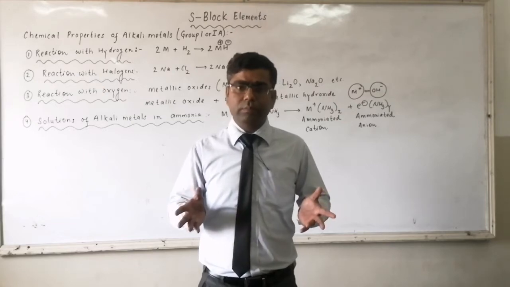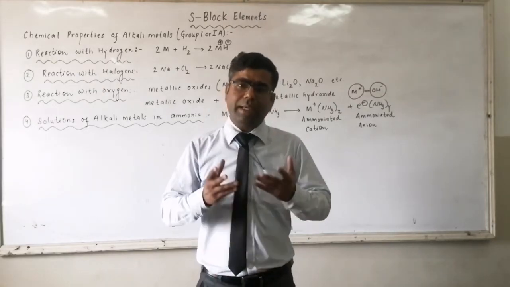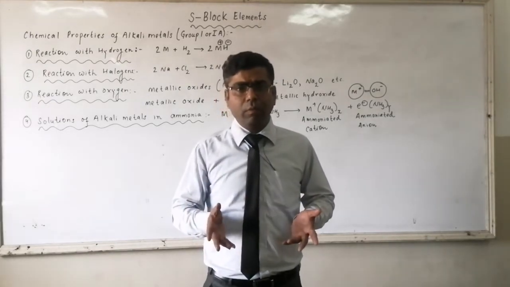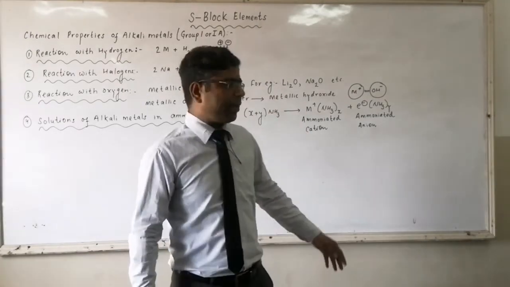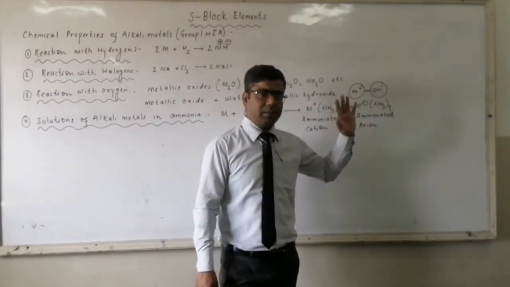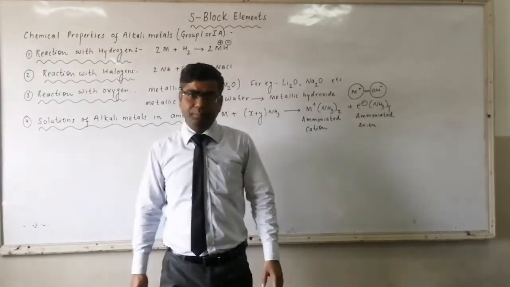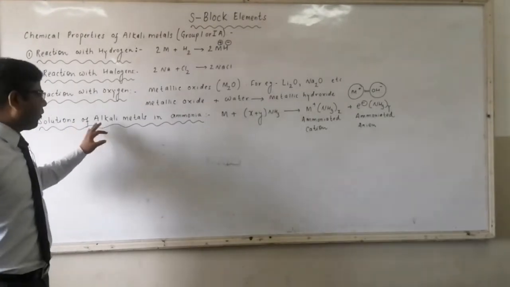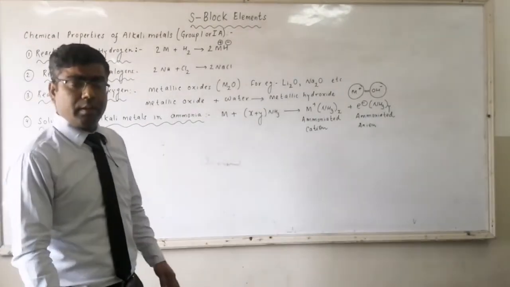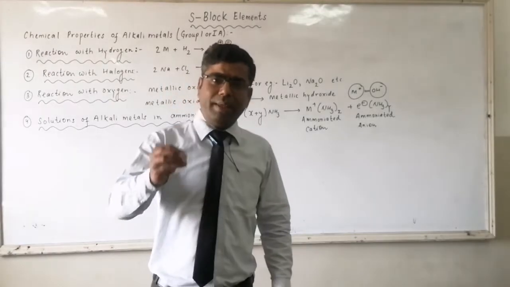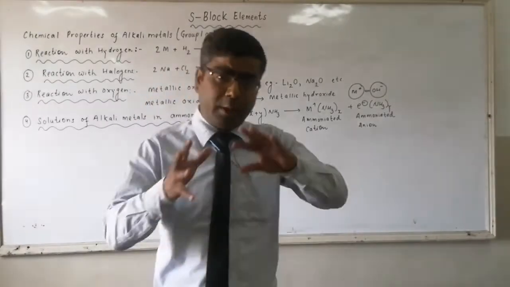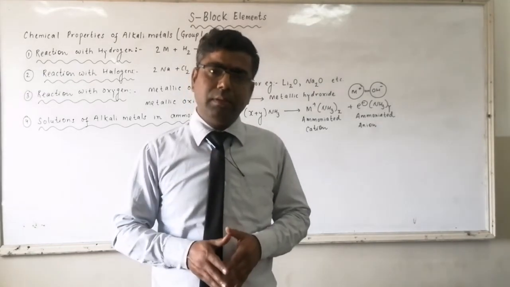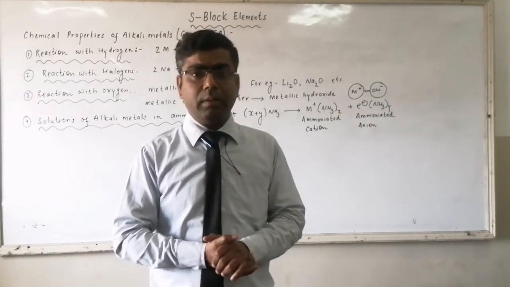The reason is simple. As we move down in a group, the size of the metallic ion increases. Due to the increase in size, the force of attraction decreases between M plus and OH minus, so release of OH minus ion is easy. Now the next topic is solutions of alkali metals in ammonia. When alkali metals are added to ammonia, alkali metals get dissolved in ammonia.